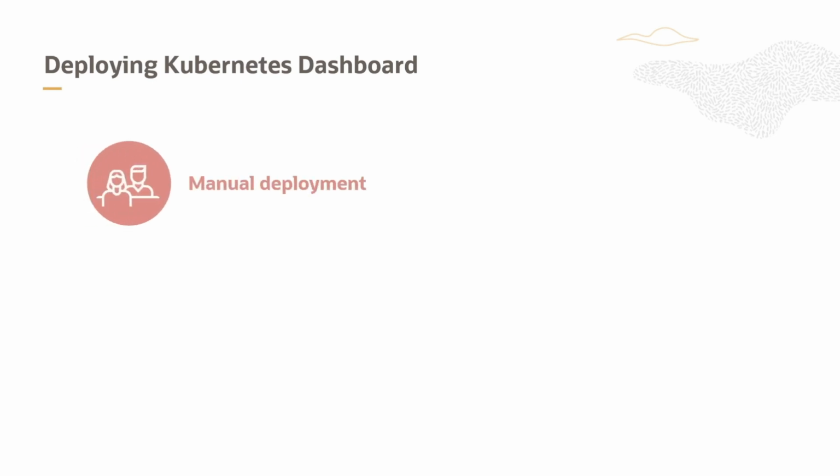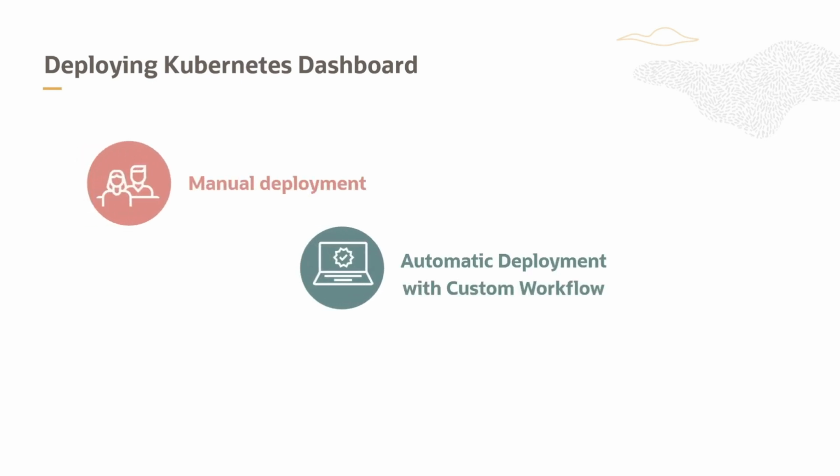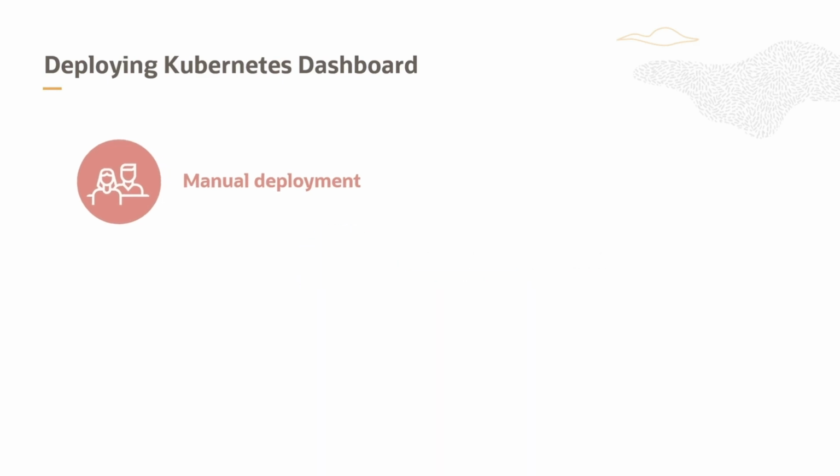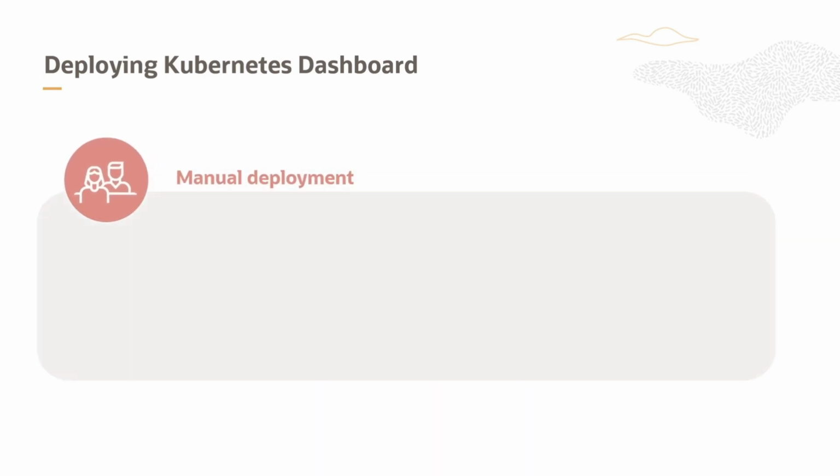First one is manual deployment. Secondly, you can deploy it using automatic deployment with custom workflow. The third option is to deploy using APIs. Let's take a look at each of them, starting with manual deployment.